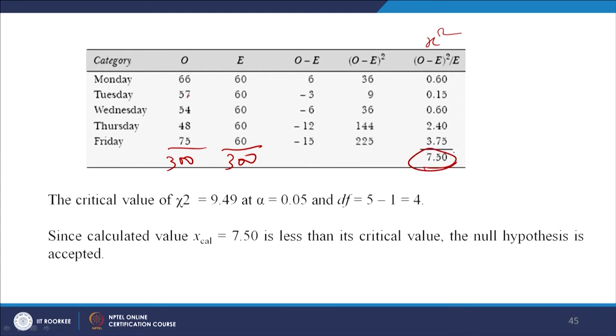So, the critical value of chi square at 5% level of significance with a degree of freedom of 5 minus 1, which is equal to 4, this is nothing but n minus 1, right. For 4, how much is it? 9.49. So, since the calculated value is 7.5 and the critical value is 9.49, the null hypothesis is within the acceptance region. So, it is to be accepted that there is no difference, or there is a uniformity, right.